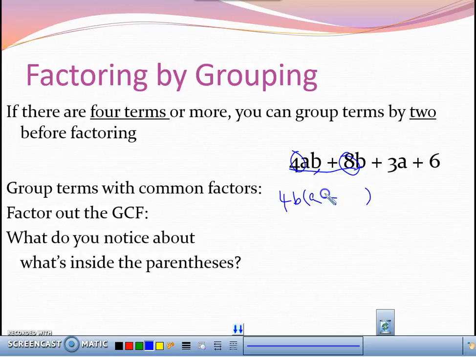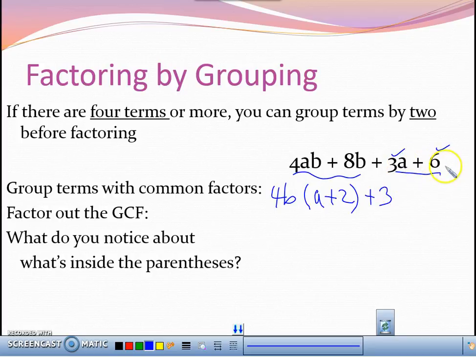So A is first 1, and then plus, you're going to do 8B divided by 4B. So 8 divided by 4 is 2, and then B divided by B, 1. So it's 4B, parentheses, A, plus 2. So that you do this one. So please copy this, okay? And then you're going to do this one. So what is the GCF of 3A and then 6? So 3 and 6, their GCF is positive 3. So put plus 3. And then they don't have any variables, letters in common. So you're going to write A, because 3A divided by 3 is A. 3 cancel. And then here, 6 divided by 3 is plus 2.